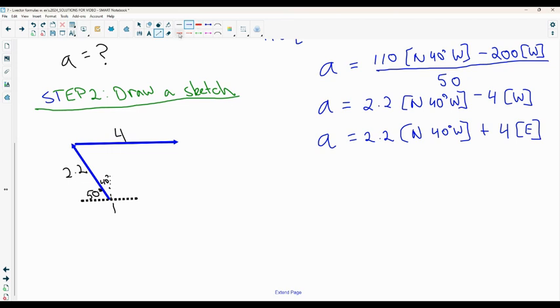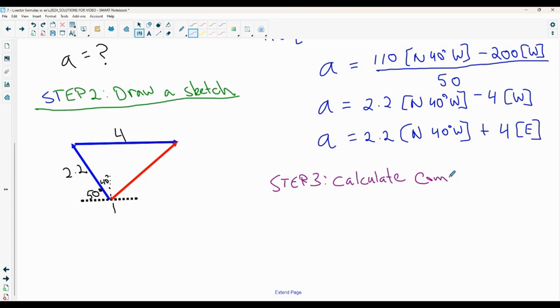Our resultant vector is going to look like this, right? Woohoo, there it goes. Okay, but this is looking pretty weird and ugly. I don't know how to add that. Let's just use vector components, right? Vector components. That's what we want. Okay, so we drew a sketch. Let's do step 3, calculate components. Let's do this in purple. We'll do it down here. We'll say step 3. Calculate the components.